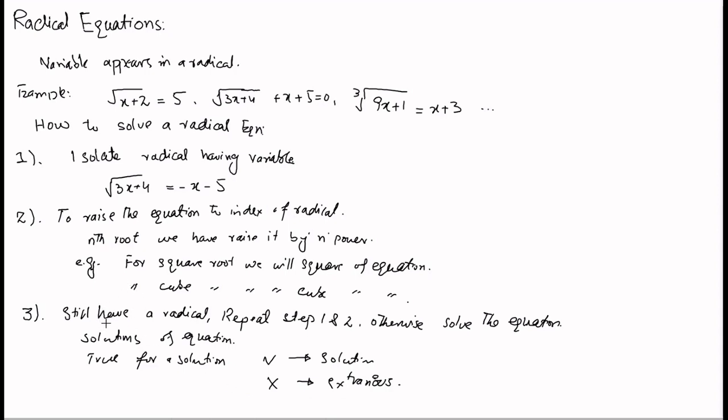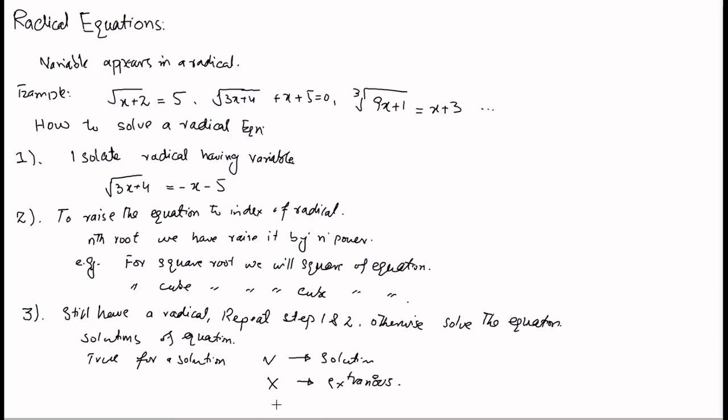So after solving each radical equation, we have to insert each solution into that radical equation. And if the equation is true for that solution, that is the solution we are required to find. And if the radical equation is not true for the solution we have inserted in it, that is called an extraneous solution.